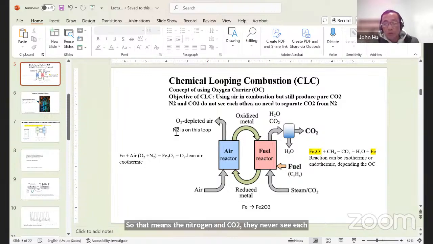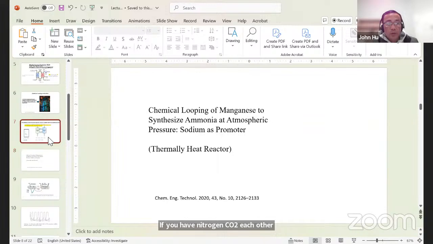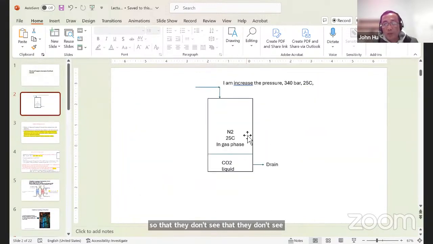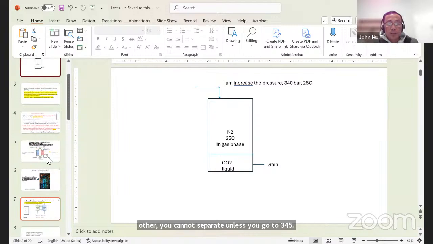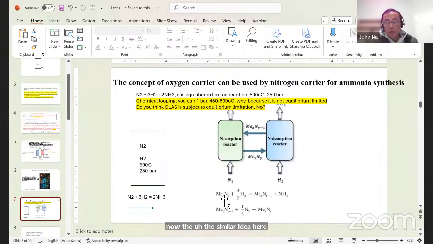Remember we did the exercise. If you have nitrogen and CO2 see each other, you'll be in trouble. All right. So now, they don't see each other. Let me go back. If you have nitrogen and hydrogen see each other, you cannot separate unless you go to 340 bars. Now the similar idea here: you have this oxygen carrier, now I have a nitrogen carrier. The nitrogen carrier is represented as Me.